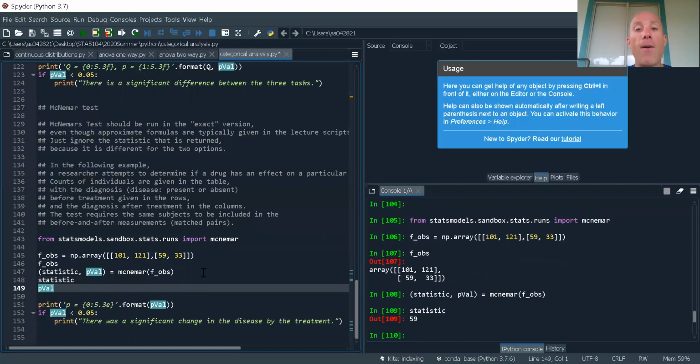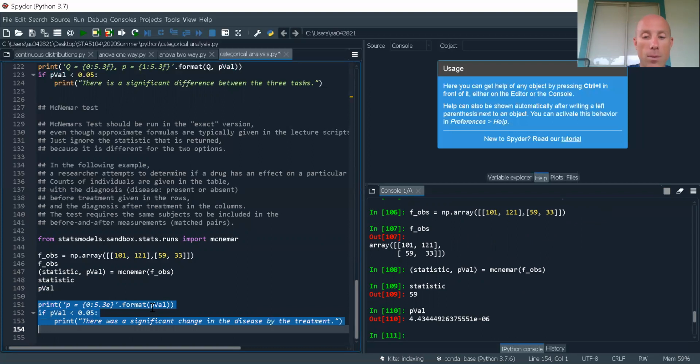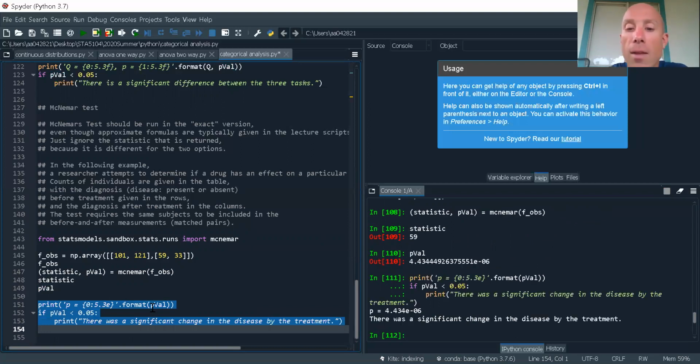If I have a big statistic value, I'm prone to rejecting the null hypothesis. And now I get the p-value. Wow, that's a small p-value. So I'm going to end up rejecting the null hypothesis. I know that there is a difference going on. So my conclusion is that there is a significant change in the disease by the treatment.